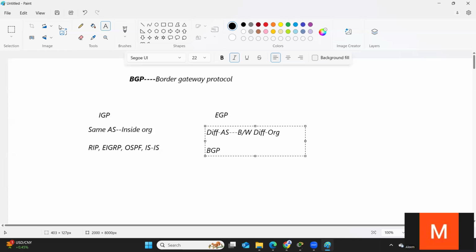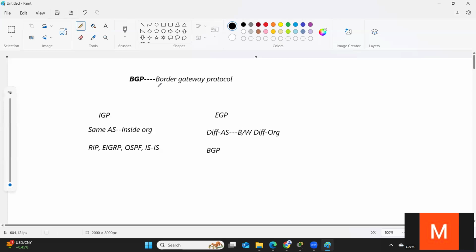You can check the name itself: it is Border. It is kind of one router we have, R1. So it is an edge router.